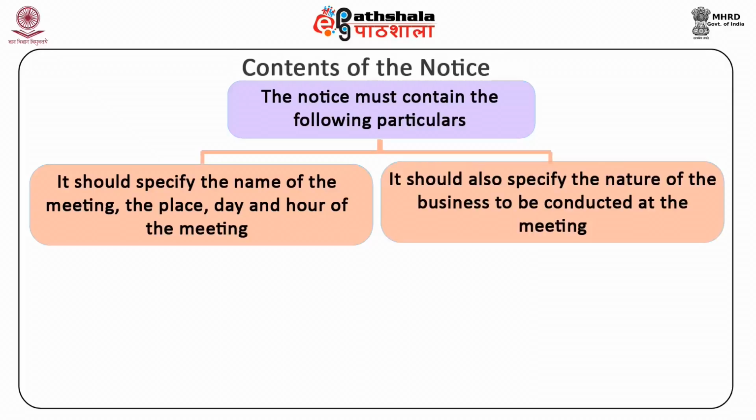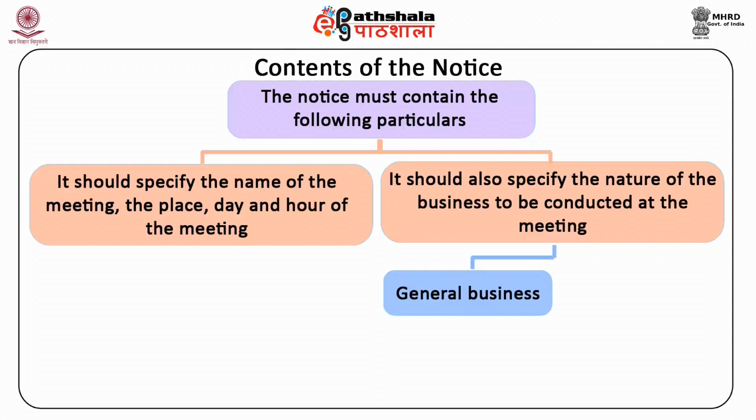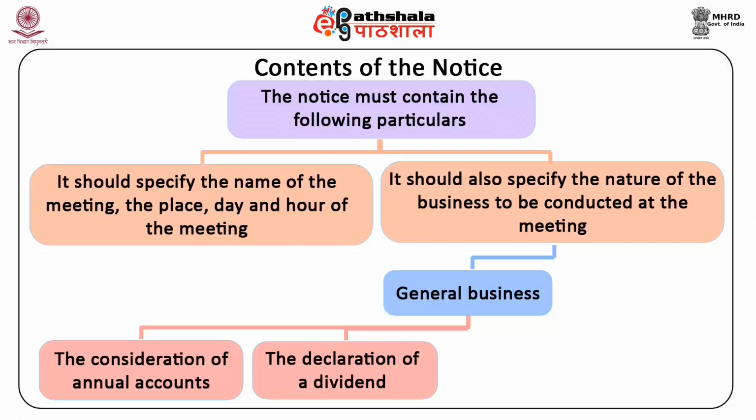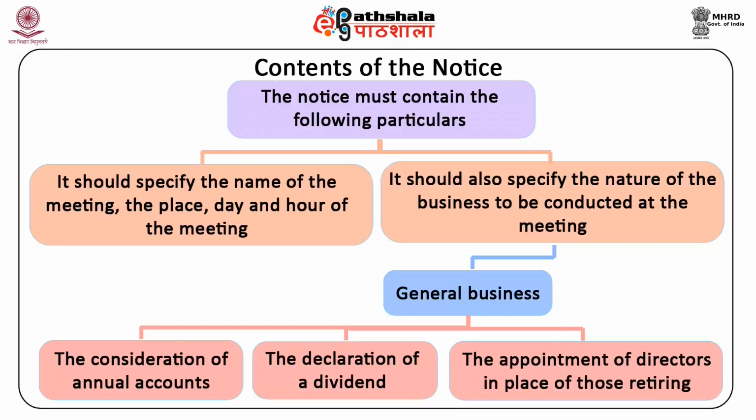Second, it should also specify the nature of the business to be conducted at the meeting, that is, A. General business. In case of an annual general meeting, all business relating to the consideration of annual accounts, the declaration of a dividend, the appointment of directors in place of those retiring, and the appointment and fixing of remuneration of the auditors are considered as general business.